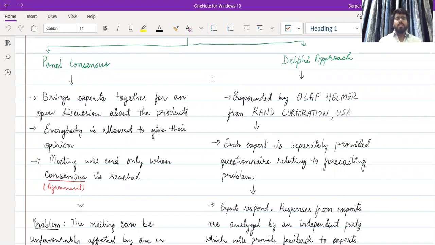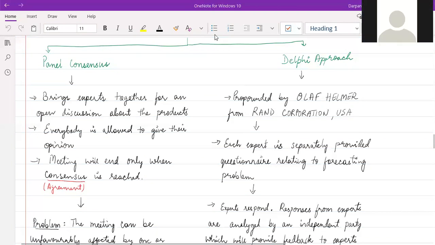If they're not in consensus, again we'll send the questionnaire back, again they'll reply, again we'll send the questionnaire back, again they'll reply. So that will be the procedure which will go on until they come to a consensus, right? All right.